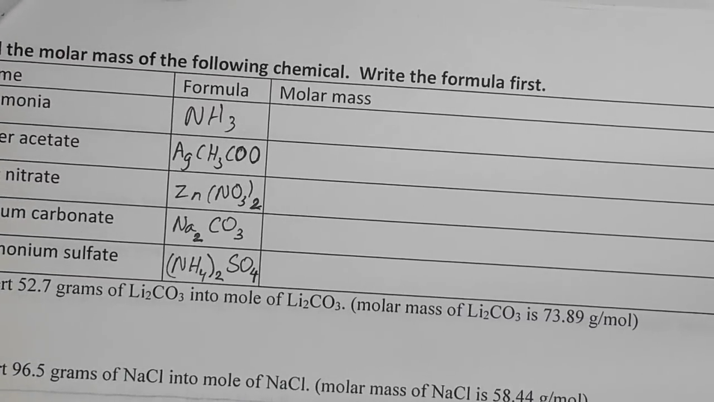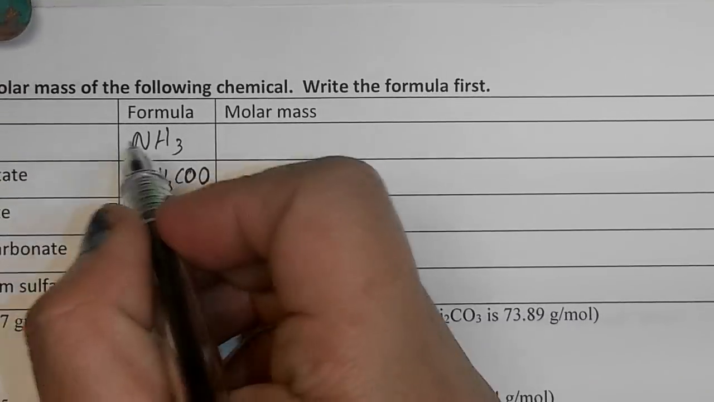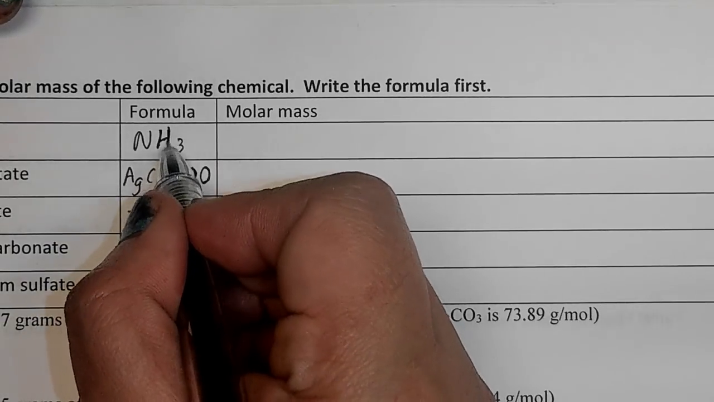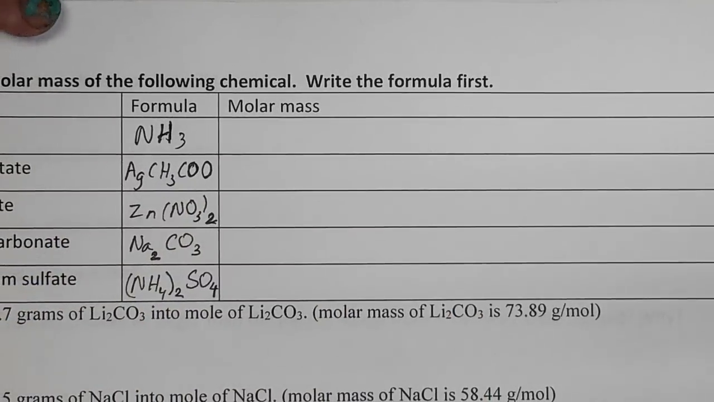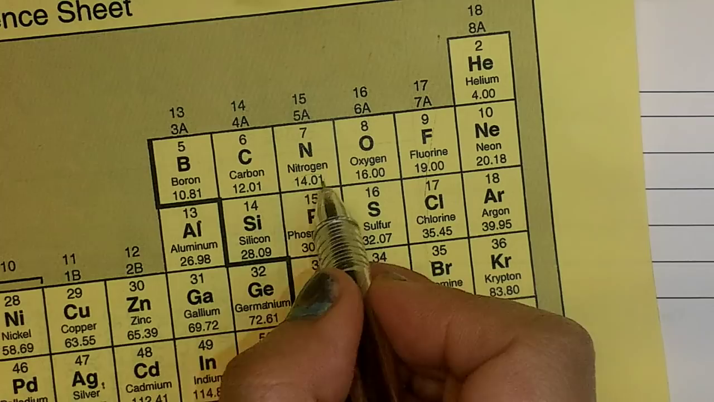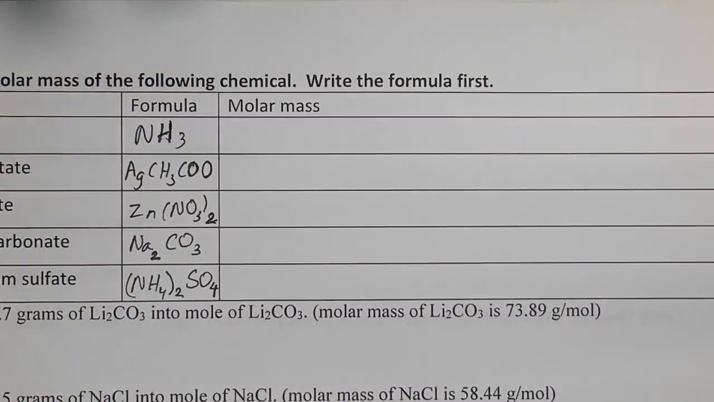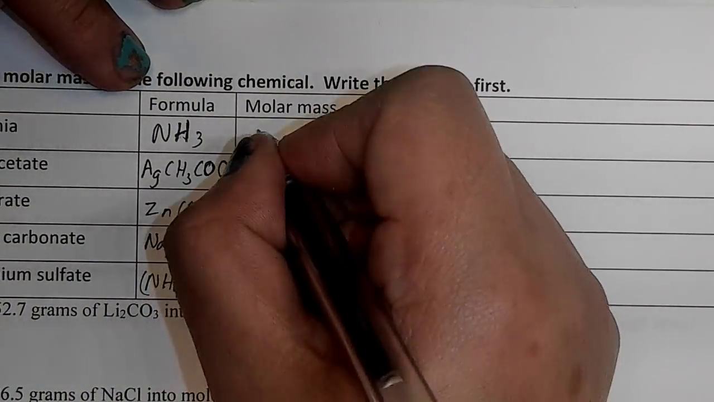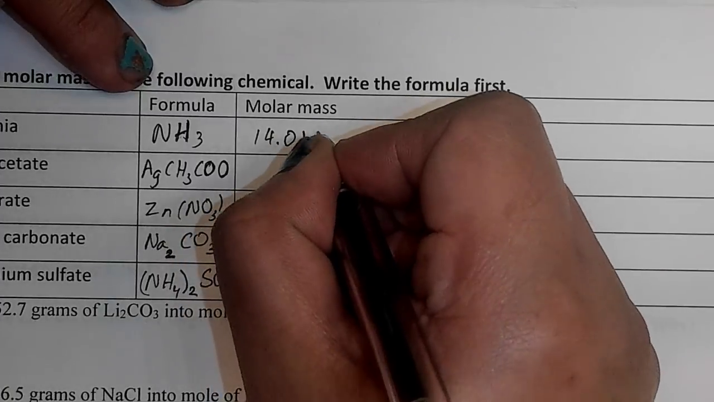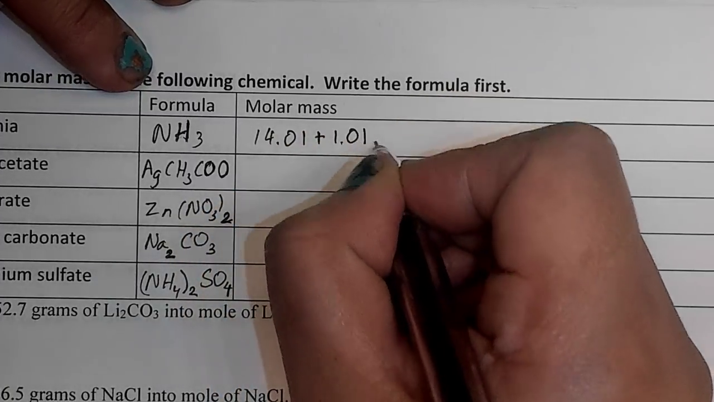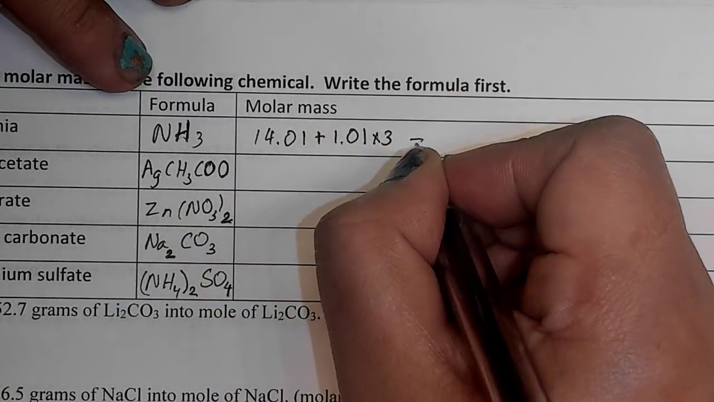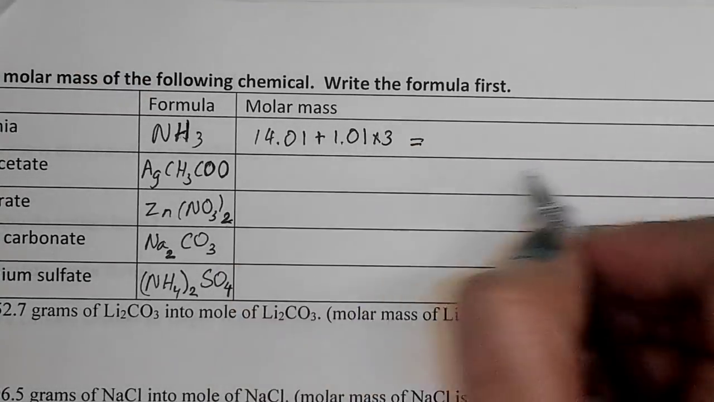Write the molar mass. To find molar mass, it's really easy. You're going to look at your periodic table for the mass of N. How do you find it? Right there, that's your molar mass. So you're going to say N is 14.01 plus H 1.01 times 3. That's what you're going to do, equal, and then you're going to get your answer.